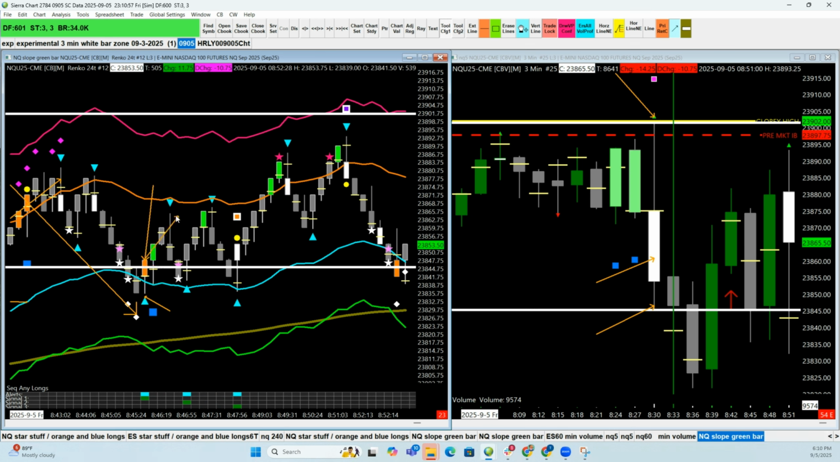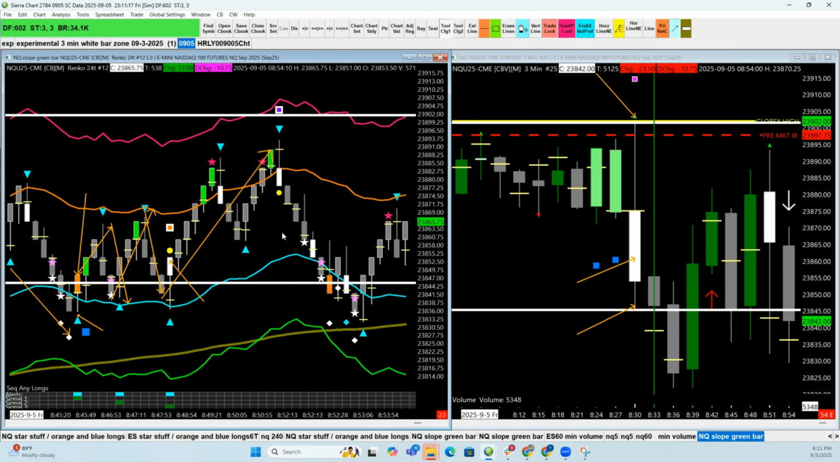Comes up, comes down, comes up, comes down. You still haven't gotten your second scale off. If you want, you can re-enter if you've exited for some reason on that white bar. That one stretches from roughly 22,853 up to 22,892, roughly 40 points. Okay, comes back through.